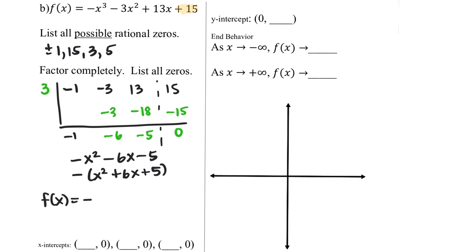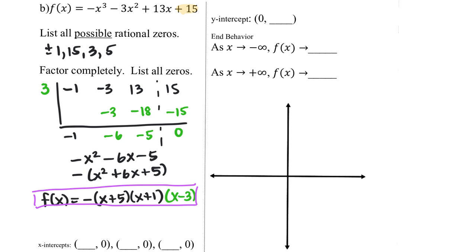There's a negative in the front. What is that? 5 times 1 is 5. 5 plus 1 is 6. So this must be x plus 5, x plus 1. What am I missing? I'm missing the 0 I found at the beginning. So positive 3 means that the third factor must be x minus 3. The order does not matter as long as you have all the zeros. And I do need the negative in the front because if I multiply it out, it's going to work again.